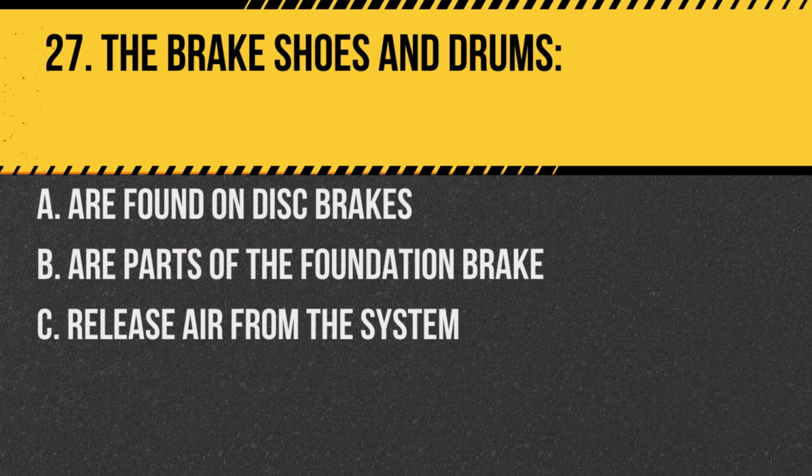Question 27. The brake shoes and drums. A. Are found on disc brakes. B. Are parts of the foundation brake. C. Release air from the system. Answer. B. Are parts of the foundation brake. They provide the friction to stop the vehicle.